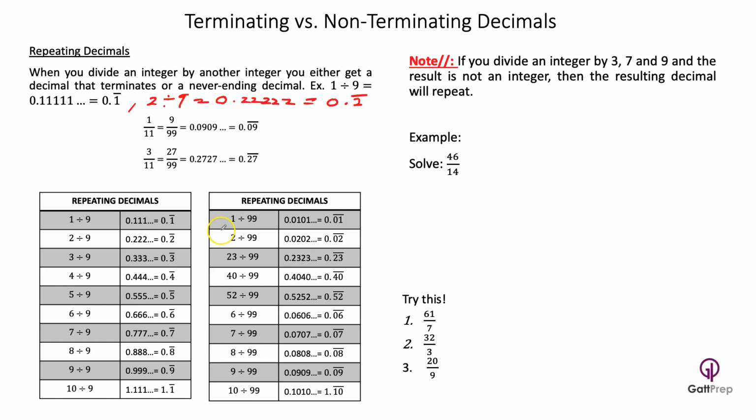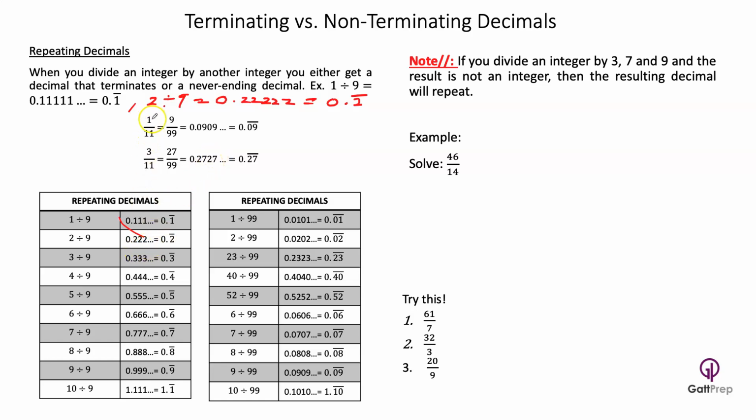Take some time to make yourself very familiar with how these numbers repeat as we have them in the tables right here. Because of how special the result is when you divide by 9 or by 99 or another number equal to a power of 10 minus 1, we can convert fractions like 1 over 11 or 3 over 11 to have a denominator which can be easily computed using this rule because we know the pattern.